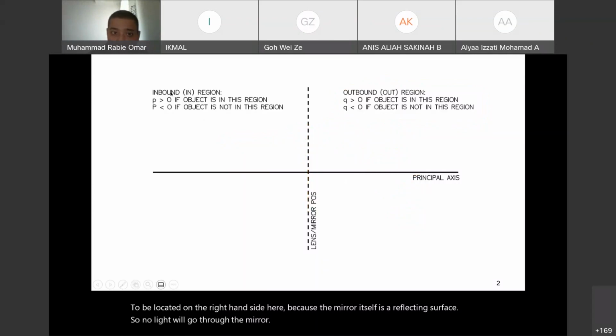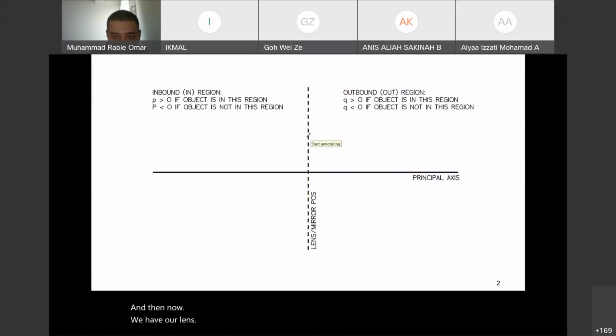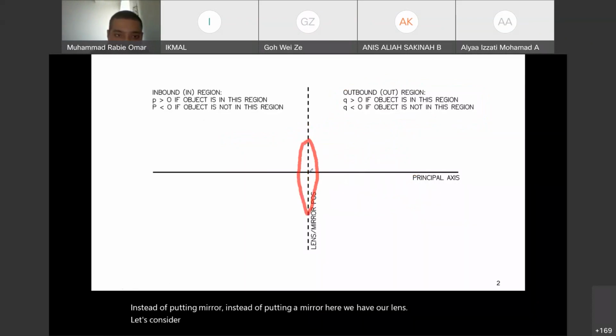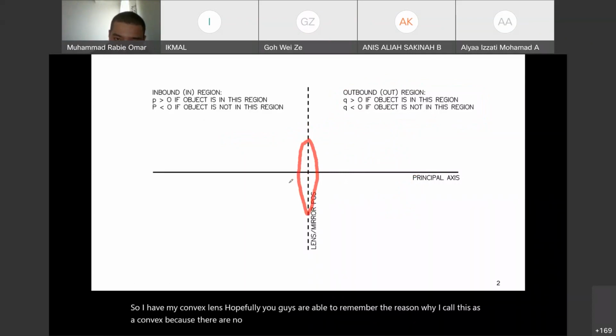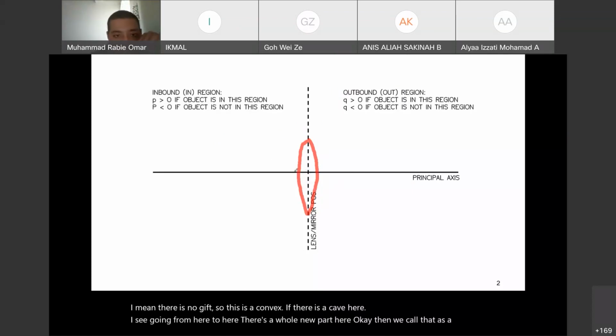And then now we have our lens. Instead of putting a mirror here, we have our lens. Now let's consider the convex lens. So I have my convex lens. Hopefully you guys are able to remember the reason why I call this a convex, because there are no caves. There is no cave, so this is a convex. If there is a cave here, let's say going from here to here, there's a hollow part here, okay? Then we call that the concave. So this is the convex mirror.